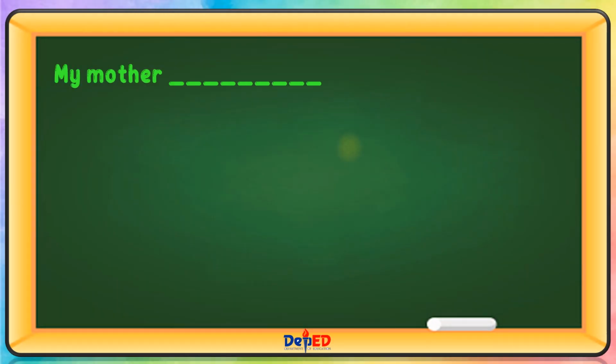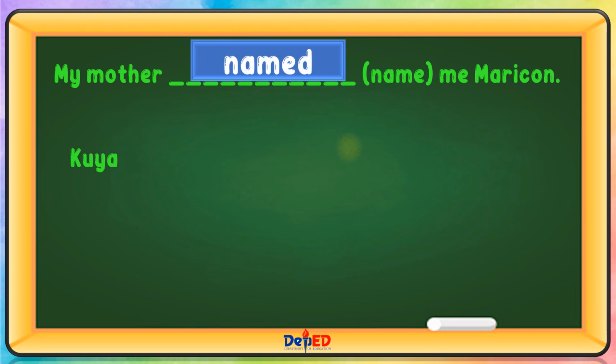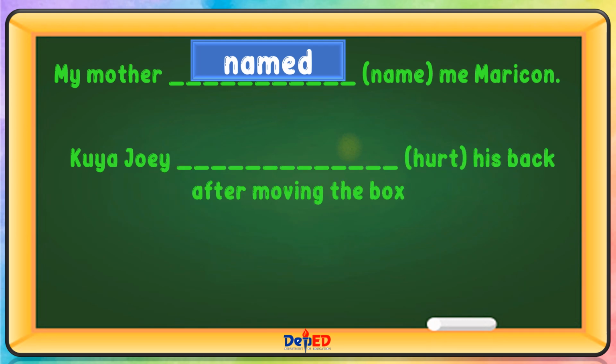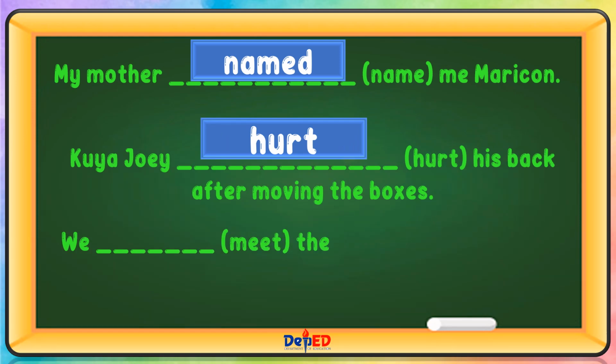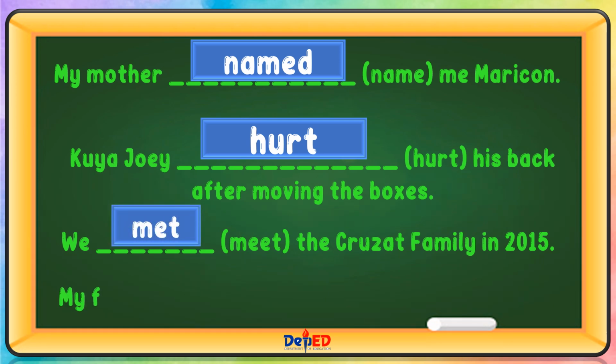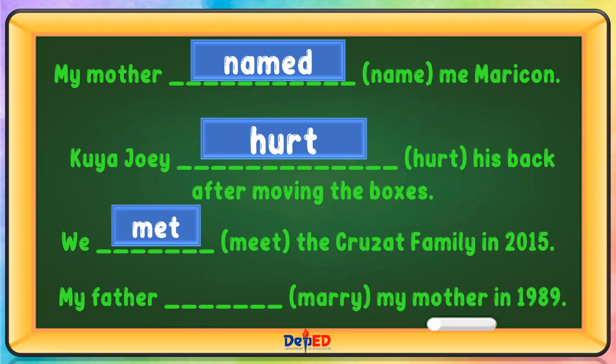My mother blank me Maricon. The answer is named. Kuya Joey blank his bag after moving the boxes. The answer is hurt. We blank the Crusat family in 2015. The answer is met. My father blank my mother in 1989. The answer is married.